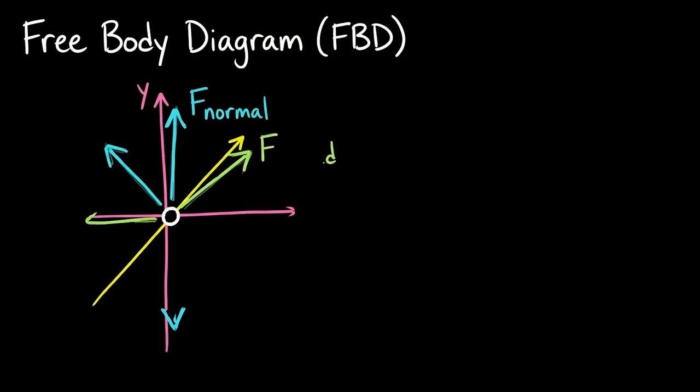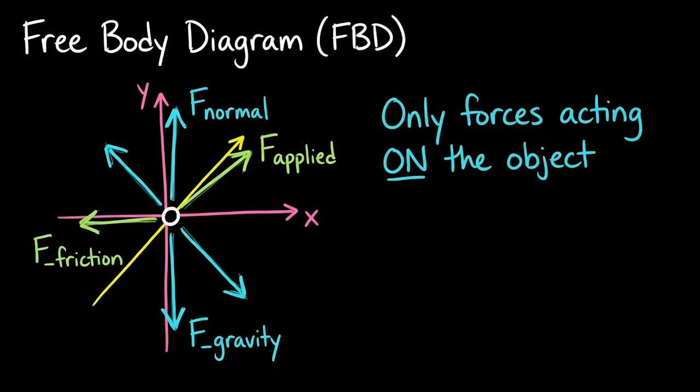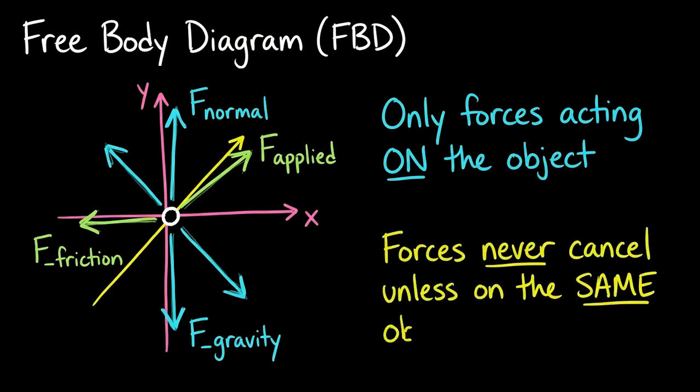Everything flows from a free body diagram. You isolate one object, replace every interaction with a force, label them, choose axes, then resolve components. Only forces acting on that object go on the diagram. Forces never cancel unless they act on the same object, which is a common exam mistake.